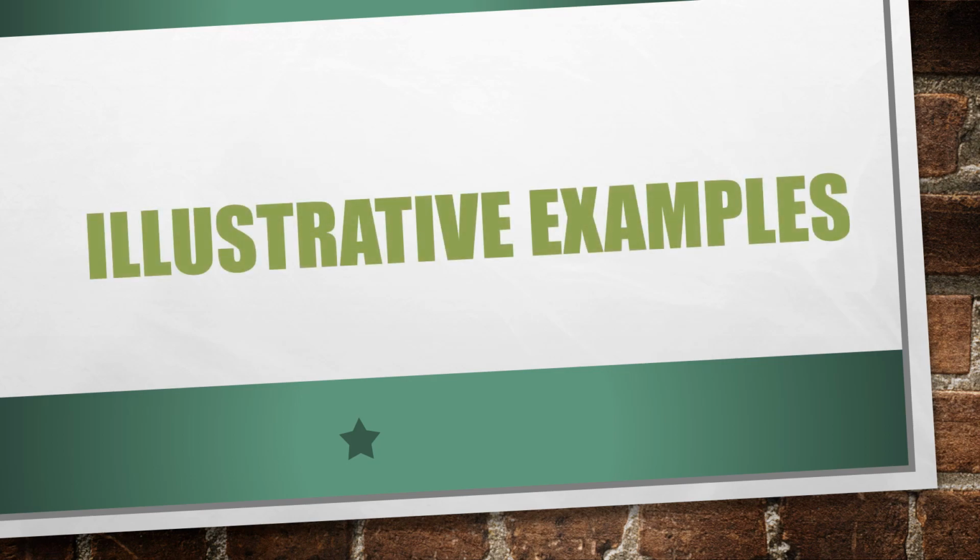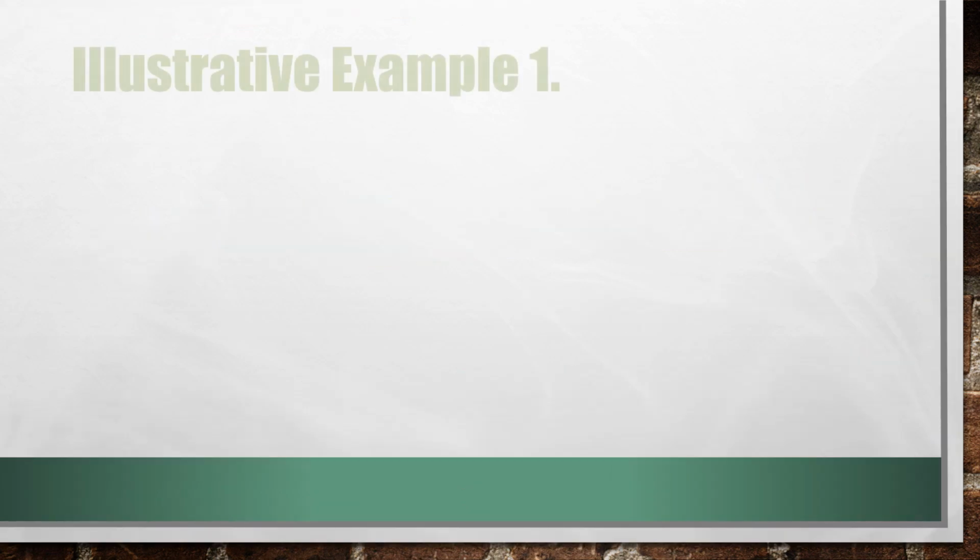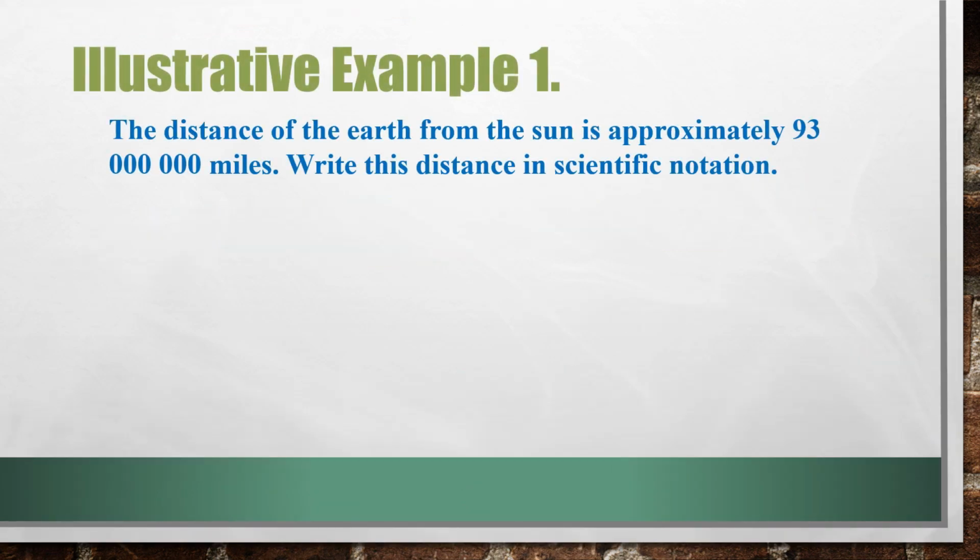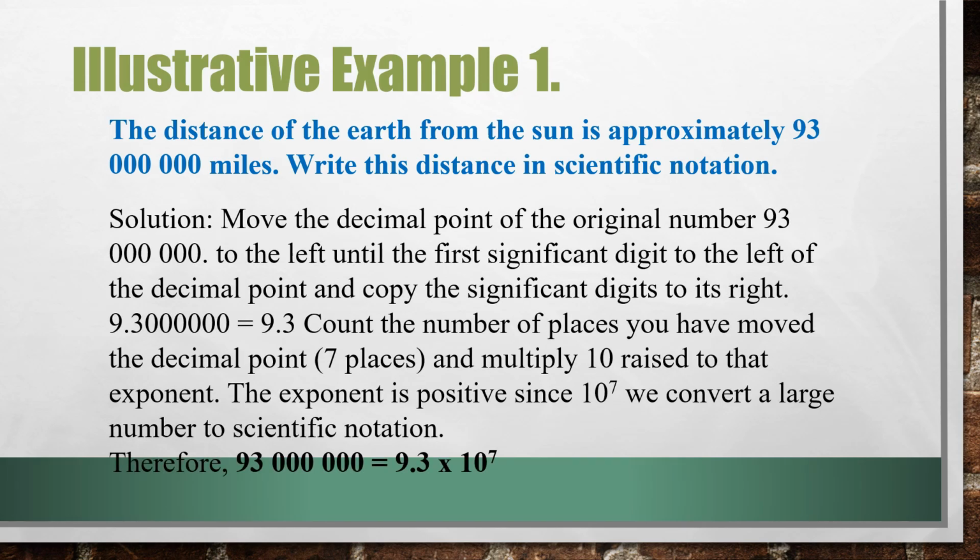Okay, let us have here the illustrative examples for scientific notation. So let us have number 1. The distance of the Earth from the Sun is approximately 93 million miles. Write the distance in scientific notation. For our solution, move the decimal point of the original number, 93 million, to the left until the first significant digit is to the left of the decimal point, and copy the significant digits to its right. So that would be 9.3, and then 6 zeros.